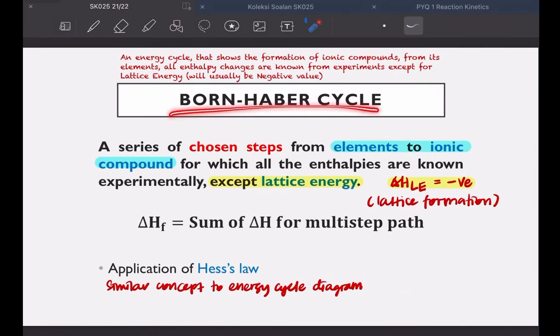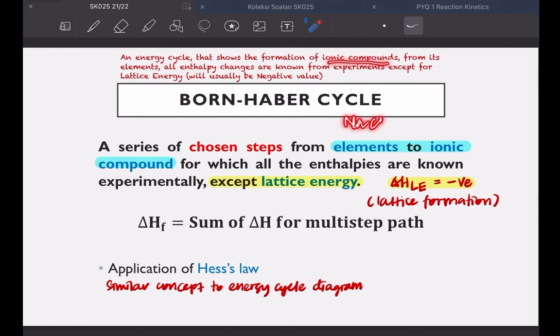Born-Haber cycle. The Born-Haber cycle is a series of chosen steps from elements to an ionic compound for which all enthalpies, meaning delta H, are known experimentally except for lattice energy. So what does it mean? It is actually an energy cycle which shows the formation of your ionic compounds, okay?